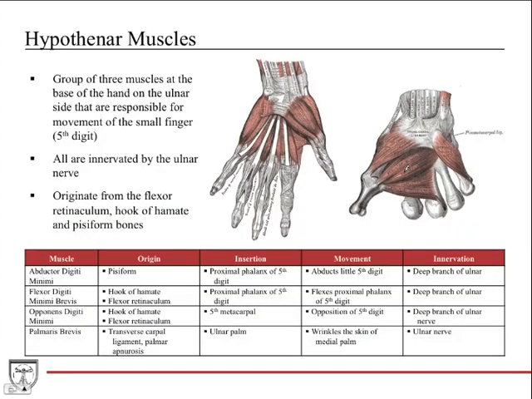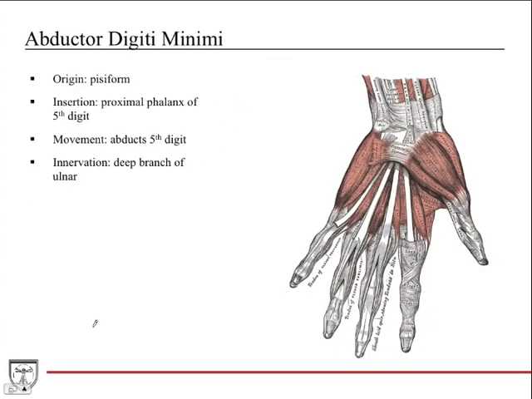Now we'll talk about the hypothenar muscle group. So it's a group of 3 muscles at the base of the hand on the ulnar side. So it's really right here, and they're responsible for moving the small finger, or also known as the 5th digit or the pinky finger. These are all innervated by the ulnar nerve, and they originate from the flexor retinaculum, the hook of the hamate bone, and then the pisiform bone. And again, here is a nice view of one of the deeper muscles here. And this is the table in your book. We'll go through each of these in detail.